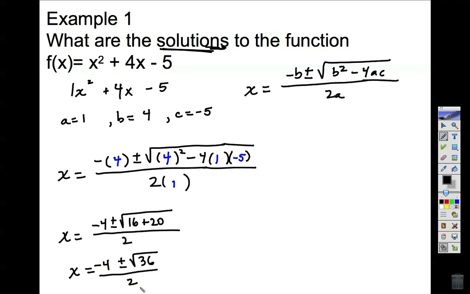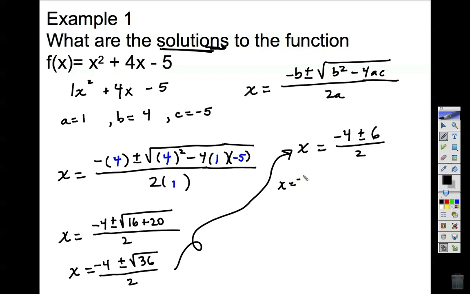I cannot reduce the negative 4 and the 2 so far, because I need to make sure that negative 4 combines with the square root of 36. So that step is going to continue over here. X equals negative 4 plus or minus the square root of 36, which is 6, and this is all over 2. So now this plus or minus plays in our solutions. Now it's going to create two different x values.